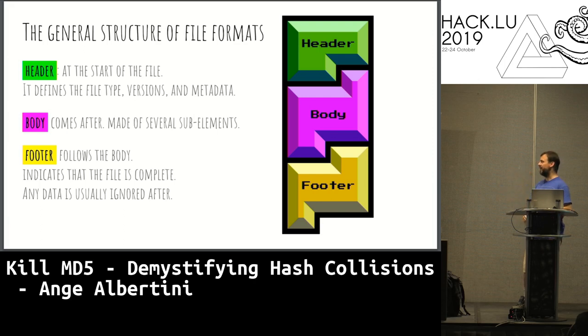I'm not going to dive into this; it's for the workshop tomorrow. But in general, file formats have a header, body and footer structure. The header has to be at the start of the file, which defines stuff like file types, versions and metadata. The body comes after, and very importantly, is made of several sub-elements that we can move around with some freedom. And the footer just has to be after the body. The important thing is that once the footer is there, what comes after in the file is usually ignored.